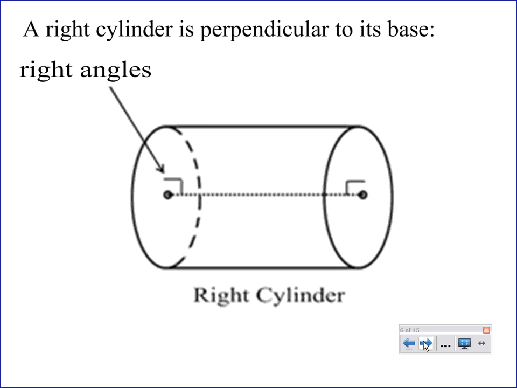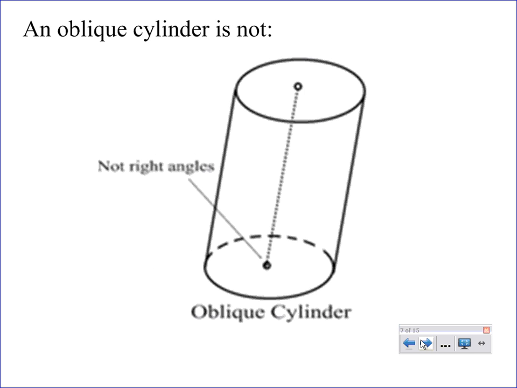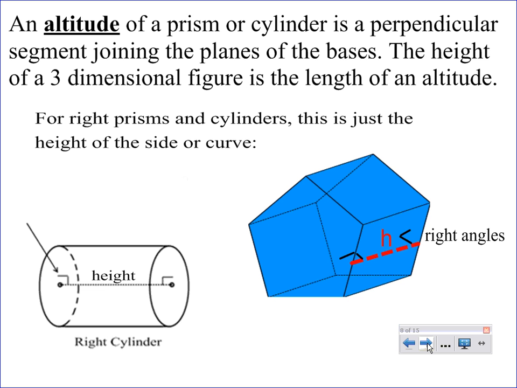A right cylinder is perpendicular to its base. A right cylinder is perpendicular to its base, forms for us right angles. An oblique cylinder is not. Those are not right angles. It is not perpendicular to its base.